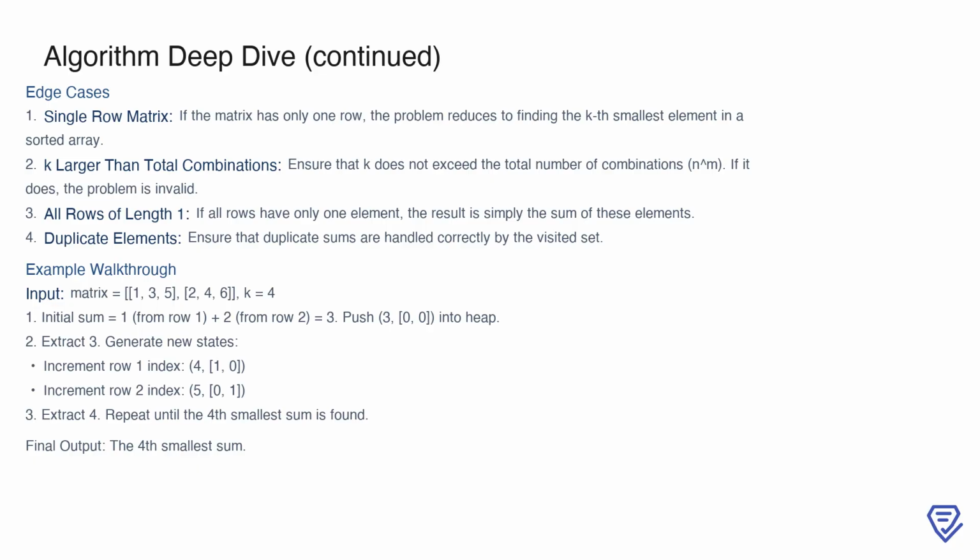As an example, consider the matrix [1, 3, 5], [2, 4, 6], with k equals 4. The initial sum is 3, formed by selecting the first elements of each row. After extracting 3, we generate new states by incrementing indices for each row, such as (4, 1, 0) and (5, 0, 1). This process continues until we find the fourth smallest sum, which is our result. This demonstrates how the algorithm efficiently navigates through the solution space to find the desired sum.